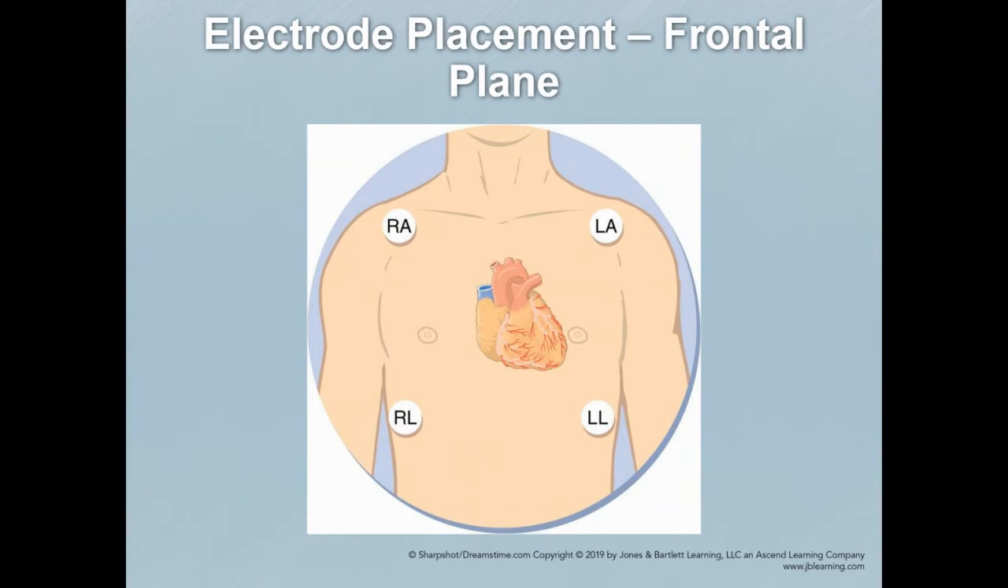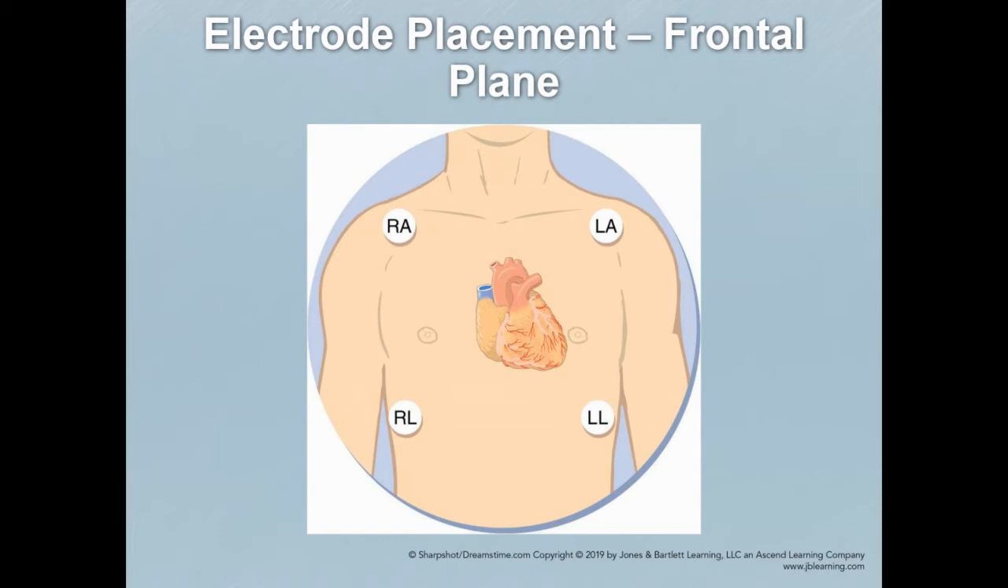Our electrode placement for the frontal plane, you see the right arm, right leg, left arm, left leg. They are typically associated with specific colors. You will see your right arm always being white, the right leg always being green, the left arm always being black, and the left leg always being red. You'll hear people say white on the right and smoke over fire as a way of remembering them, but they should all be labeled with letters to let you know specifically where they go.